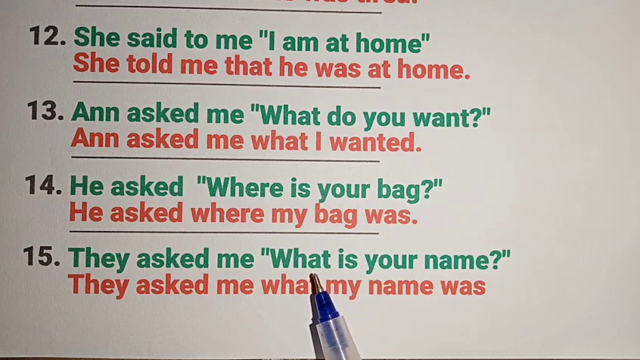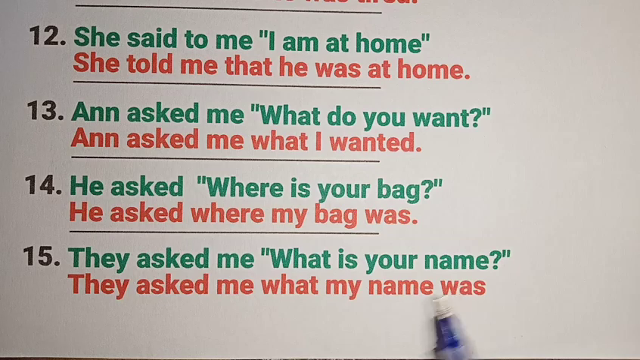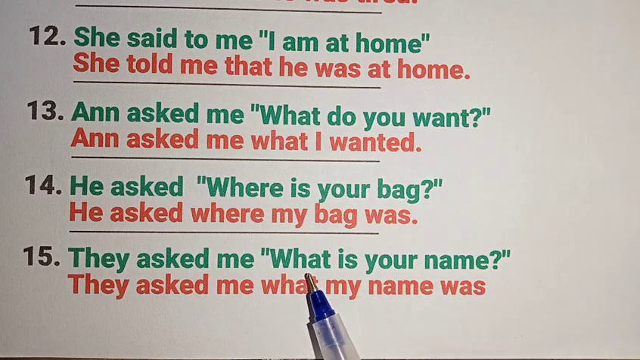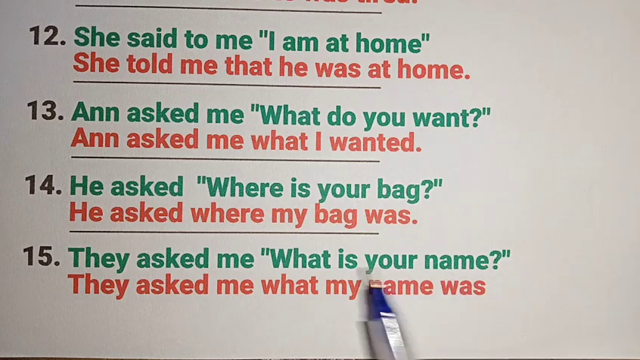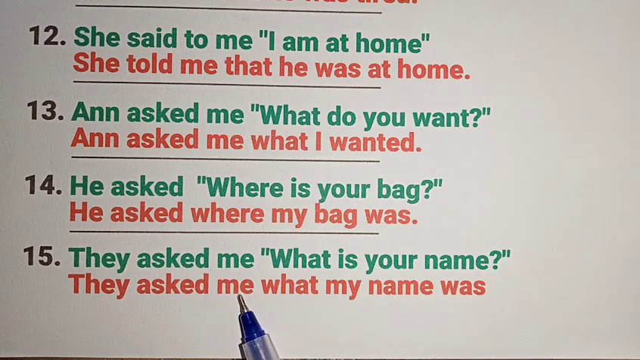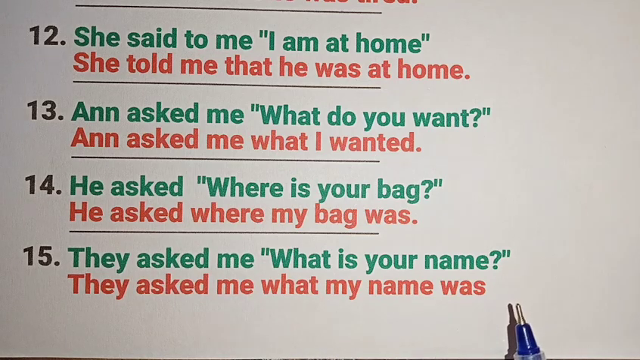Sorry, not bag, here the name. They ask about my name. So what my name is. You know that the be verb is should also change into the past tense. What my name was. They asked me what my name was. You can understand. I report this to a third party or to a third person at a later stage.